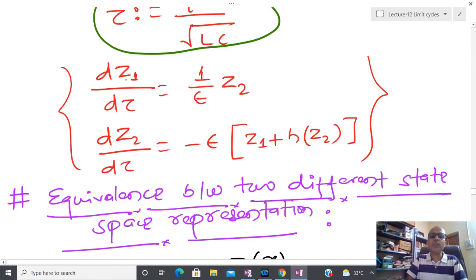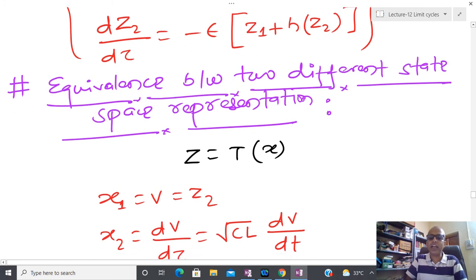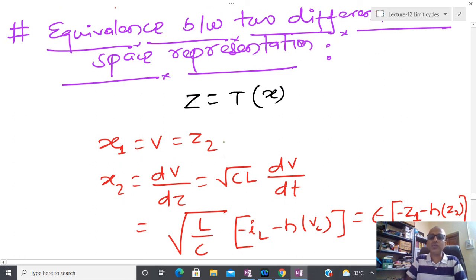So in the Z1 Z2 coordinate I can represent the system like this, where epsilon I have defined as root under L by C. So I have one representation like this, where Z1 and Z2 are physically relevant state space variables, and another in terms of V and V dot. It is possible to show that both are equivalent. It means that you are able to make some kind of transformation. You can define a transformation Z equal to Tx, where x1 equal to z2 and x2 equal to like this. So please check it.